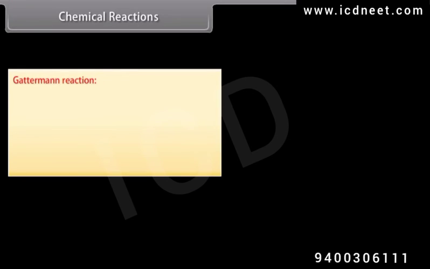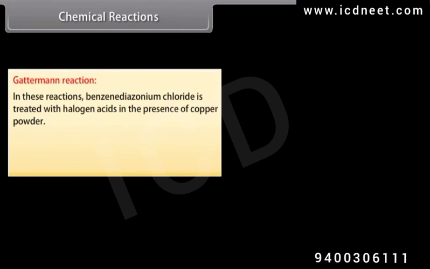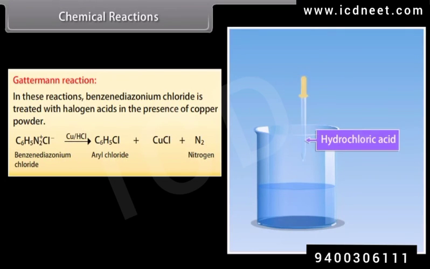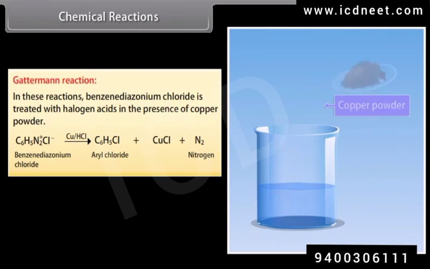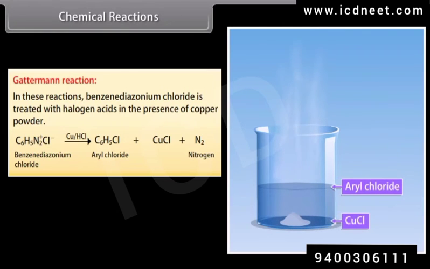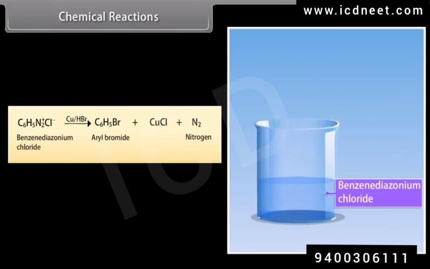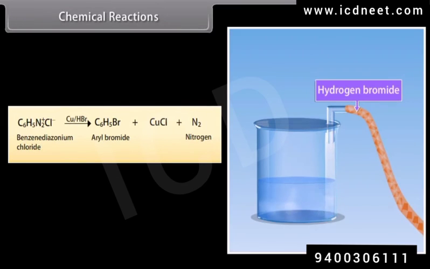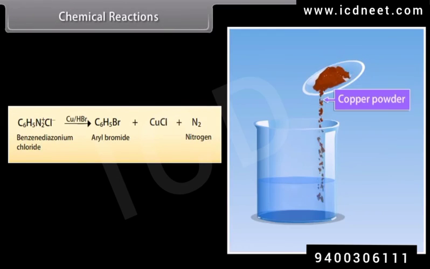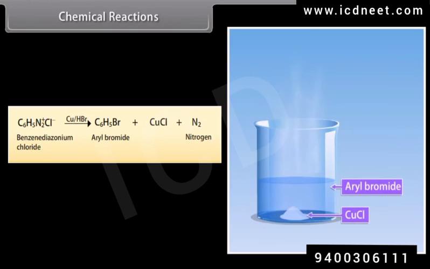Gattermann reaction. In these reactions, benzene diazonium chloride is treated with halogen acids in the presence of copper powder. Benzene diazonium chloride reacts with hydrochloric acid and copper powder to yield aryl chloride, cuprous chloride, and liberate nitrogen gas. Benzene diazonium chloride reacts with hydrogen bromide and copper powder to yield aryl bromide, cuprous chloride, and liberate nitrogen gas.